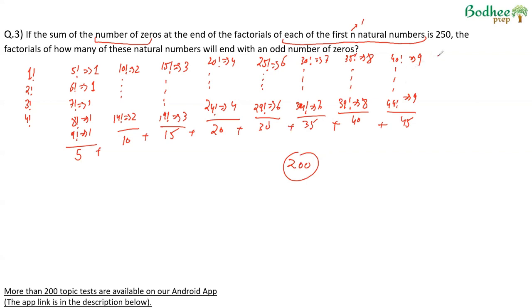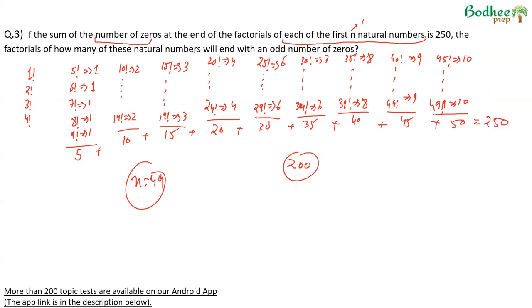The moment we go to 45 factorial, we will have 10 zeros in the end. This will go on to 49 factorial. So 50 more zeros added. So when n is equal to 49, we see that the total sum of zeros at the end of the factorial of each of the numbers becomes 250.